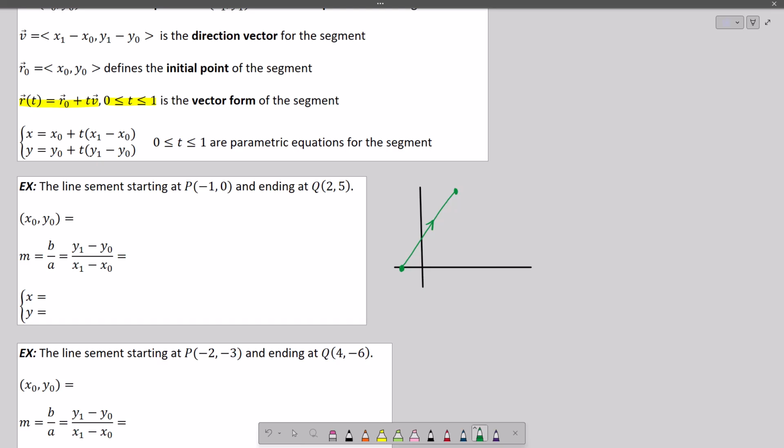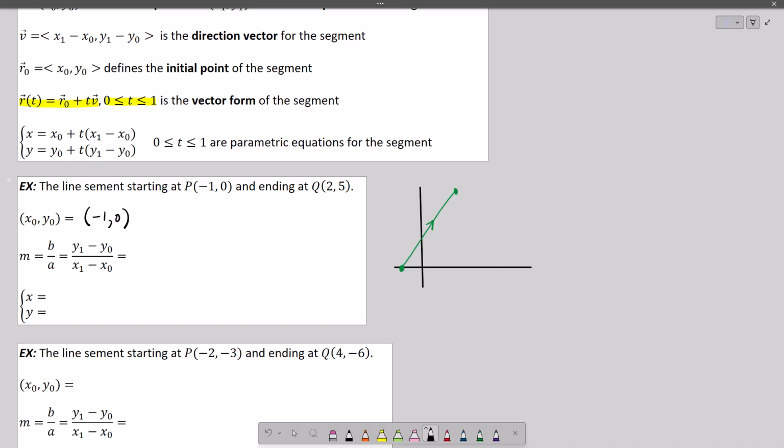So x naught, y naught, that's our start point. X naught, y naught is where we're starting. So if we want to build a line segment, we want to start at -1, 0. This is our x naught, y naught. The start point is x naught, y naught. So that's -1, 0.